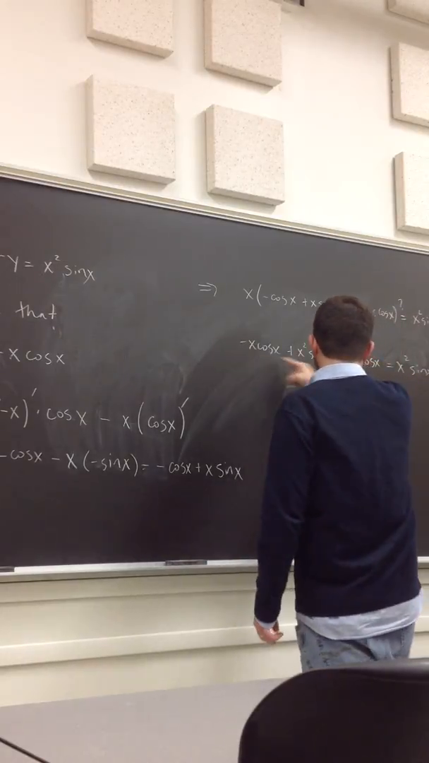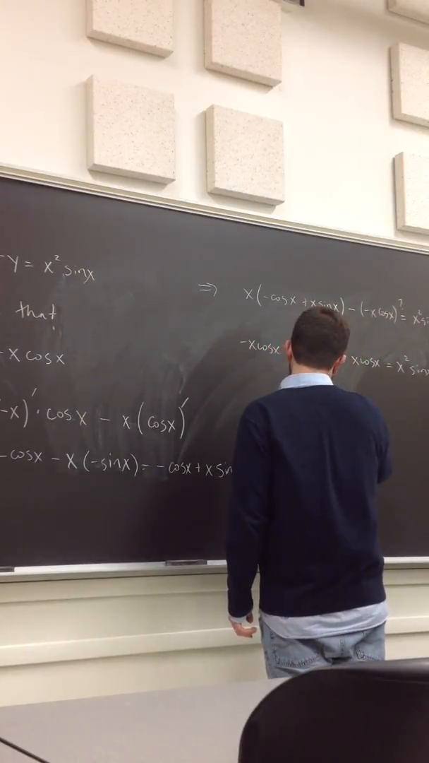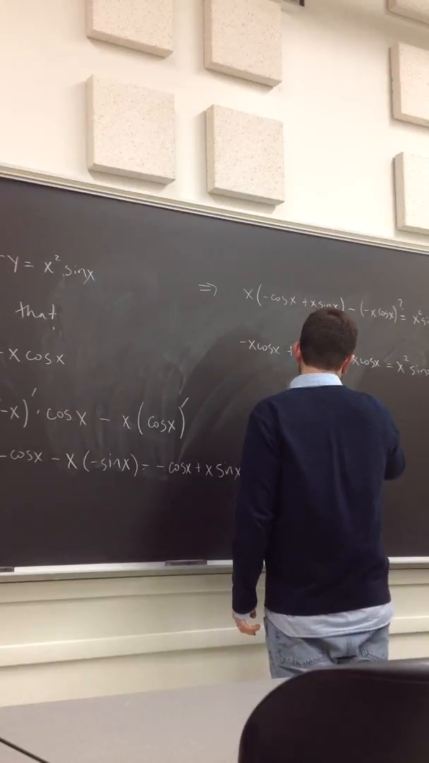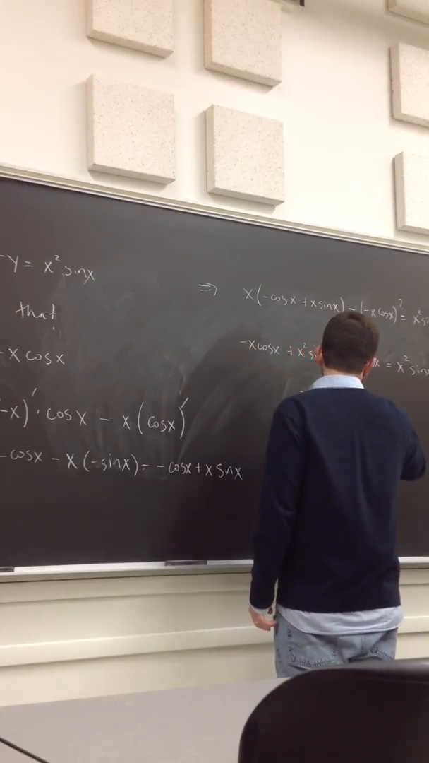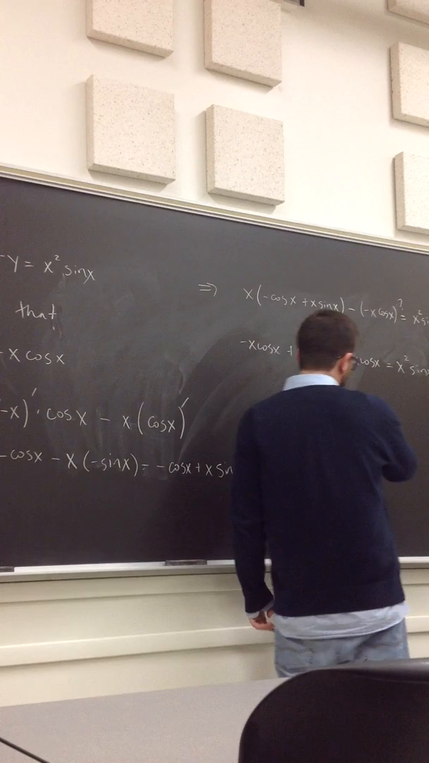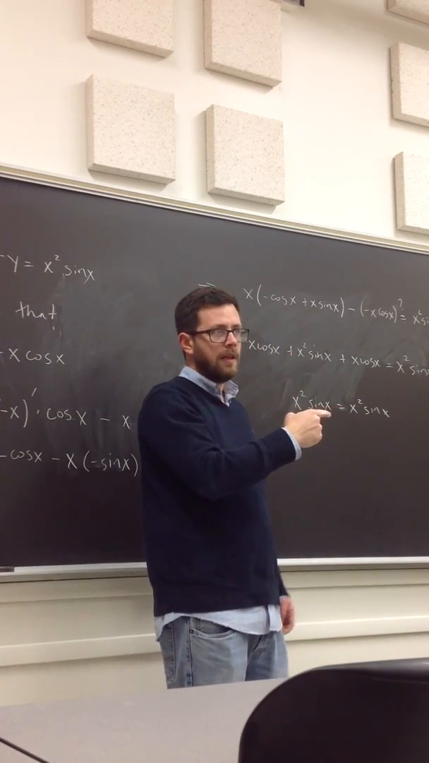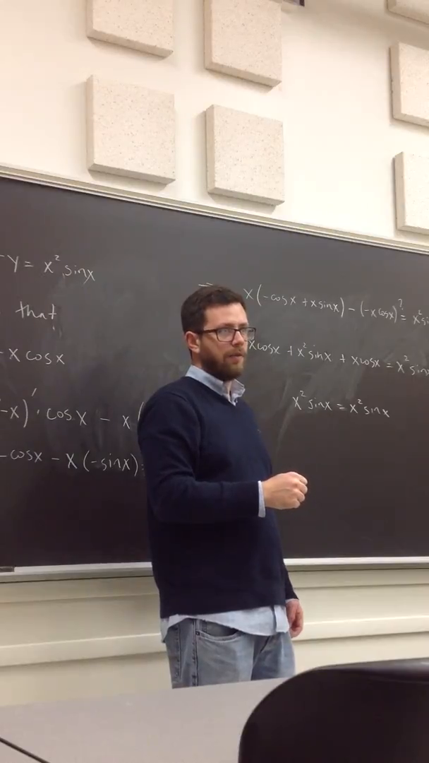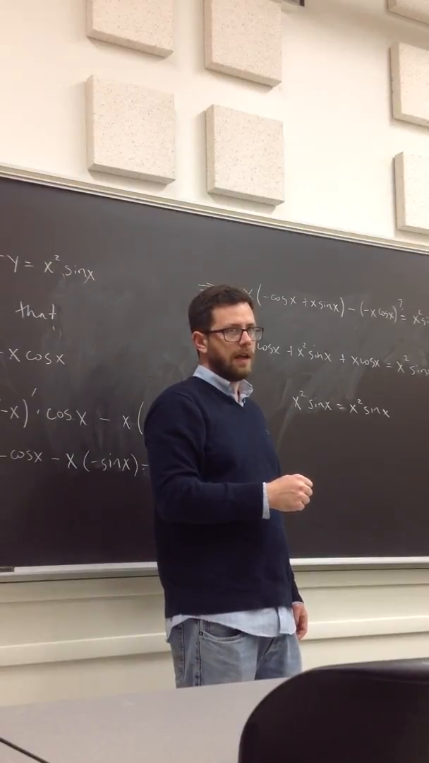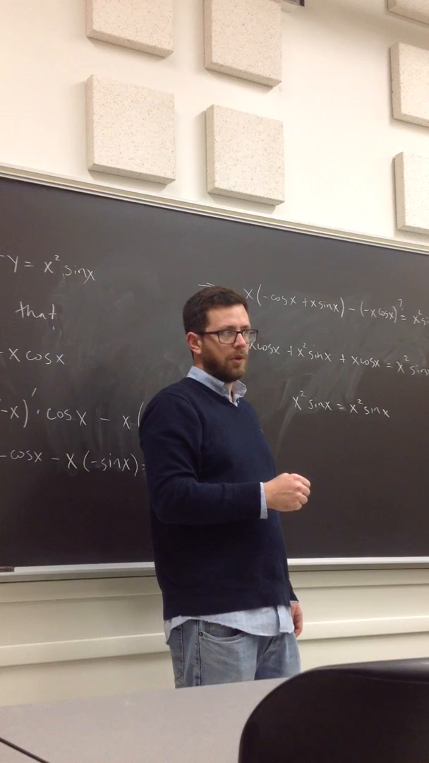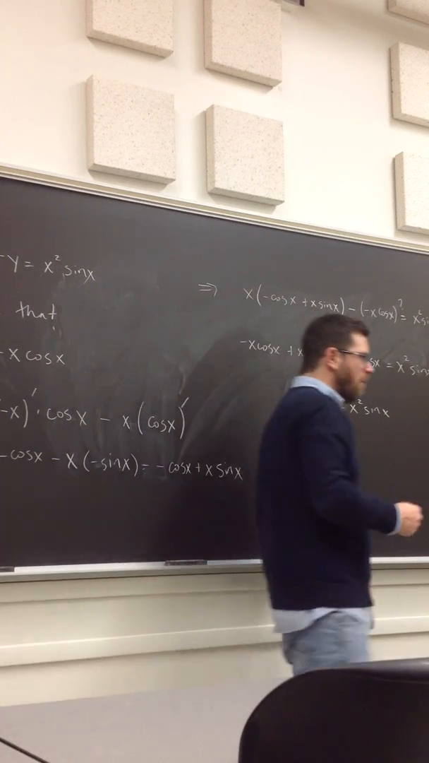Well, after simplification, we get this: left-hand side and right-hand side are precisely the same thing. So it's not just true for some x, it's true for every single x. That means that this is in fact a solution to the equation. Pretty simple. We won't be doing a lot of this.